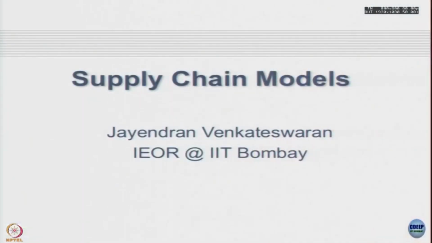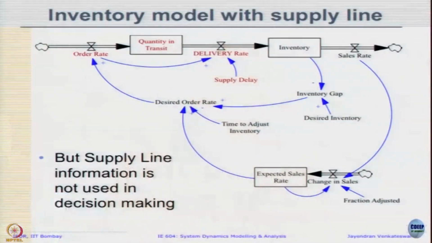So, in yesterday's class we started looking at a basic inventory model and then slowly started to include the supply line aspect of it, as shown in this stock flow diagram. We found that this is causing unnecessary oscillations within the system because the supply line information was not used in the decision making of computing the desired order rate. That is where we are exploring the model.